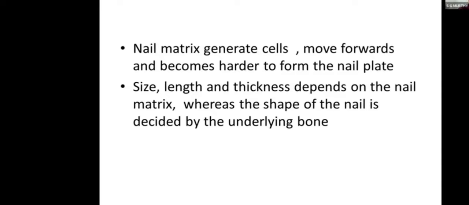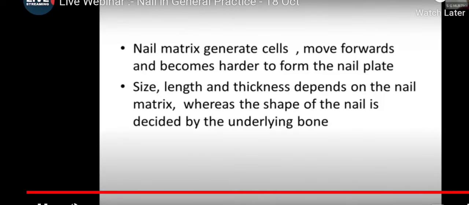Size, length and thickness depend on the nail matrix. So the size of the nail, the length of the nail and the thickness of the nail all depend on the matrix. Whereas the shape of the nail is dependent on the underlying bone. So we have to understand that. The shape of the nail is because of the underlying bone, the last bone of the finger or the toe. And the size, the length and the thickness depend on the matrix.